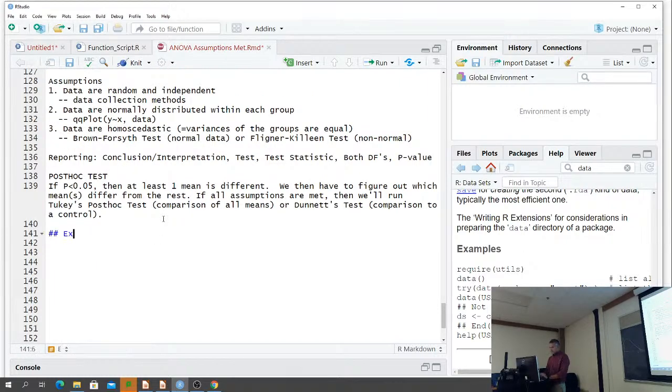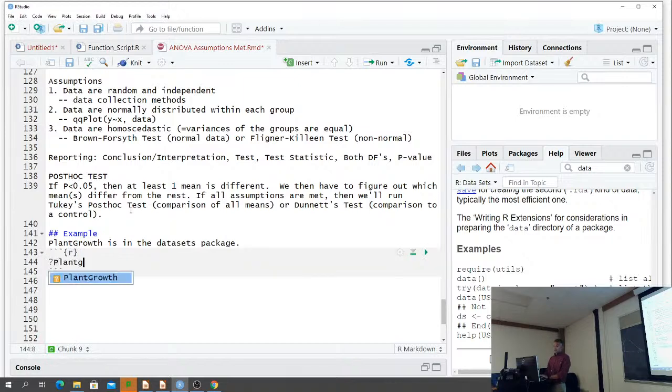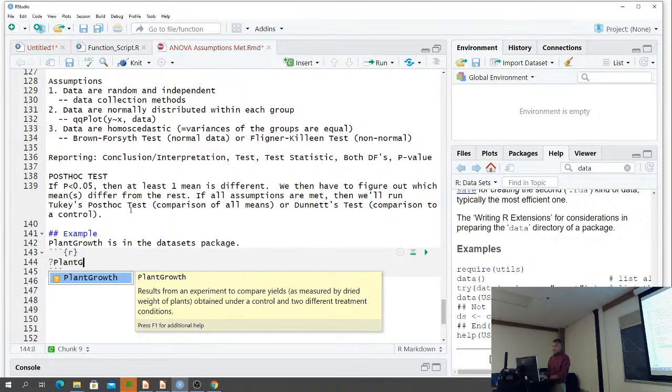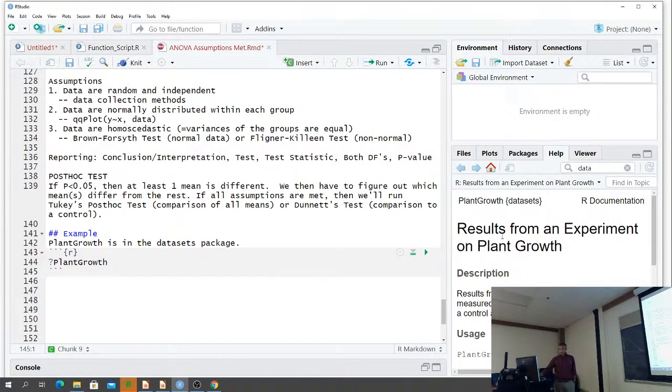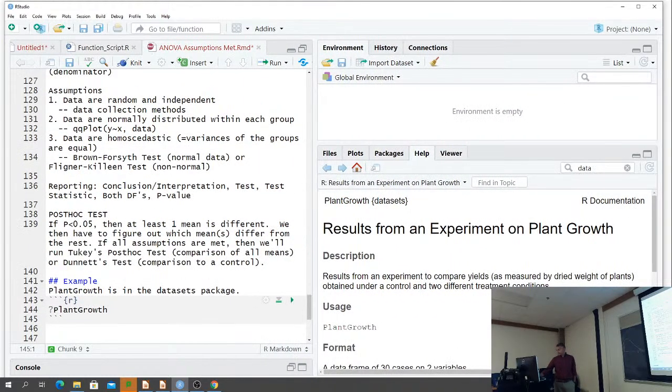All right, so let's go through our example. Plant growth is in the datasets package. All right, so it should be accessible just by typing PlantGrowth. What I'm going to do is do question mark PlantGrowth, and note the capital P and capital G. But I'm going to run that just so it brings up the help file. And we can take a look at what this is.